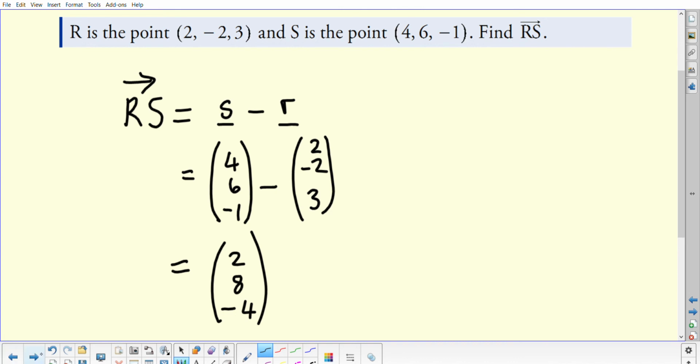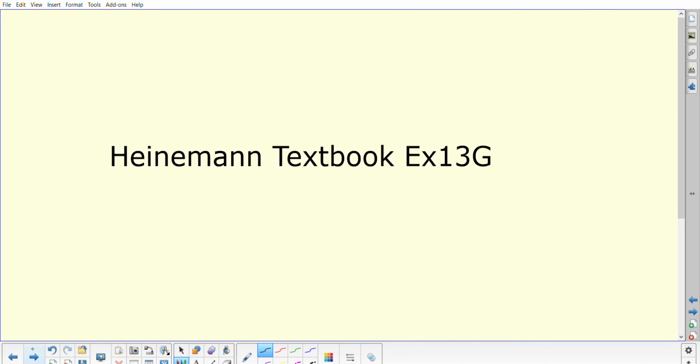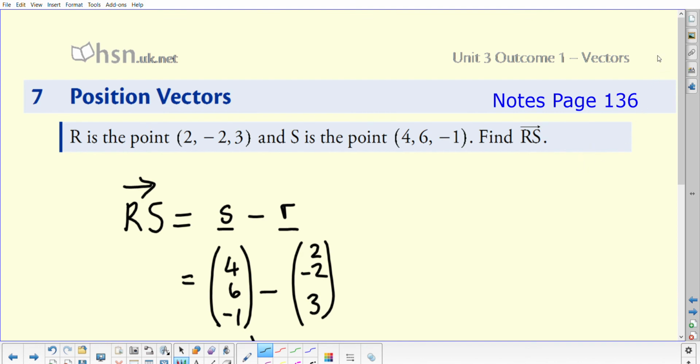So you are going to practice using the position vector result that you've just seen there in exercise 13G in your textbook.